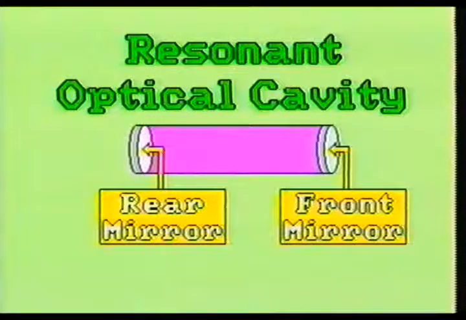The third part of the laser system was the resonant optical cavity. The resonant optical cavity is formed by mirrors at each end of the cavity which bounce the energy back and forth in a precise, regulated fashion.